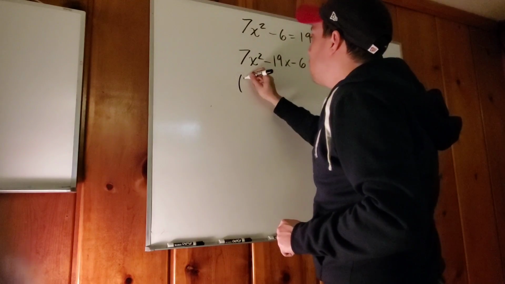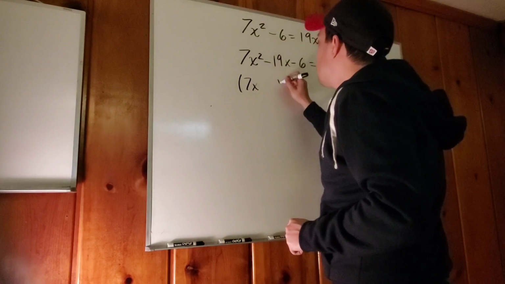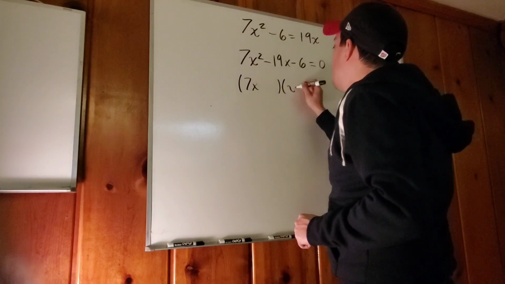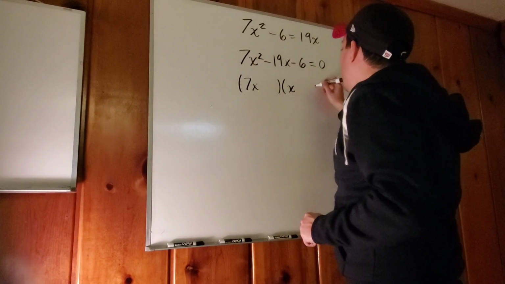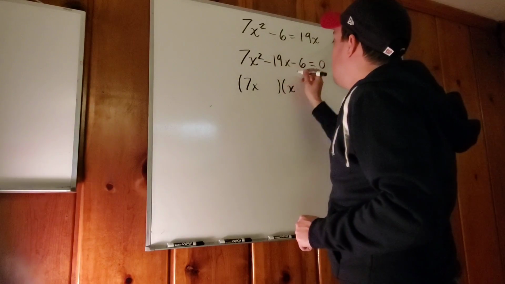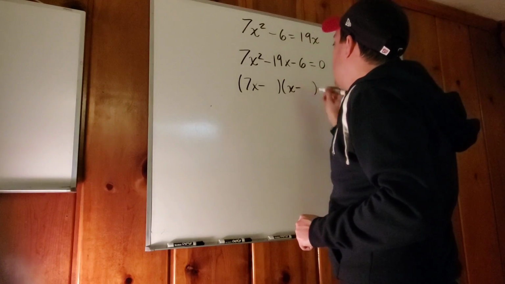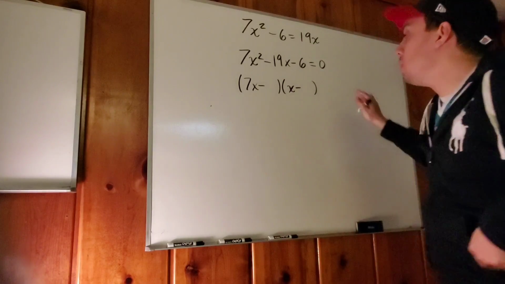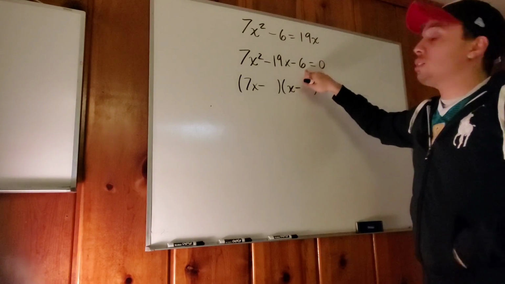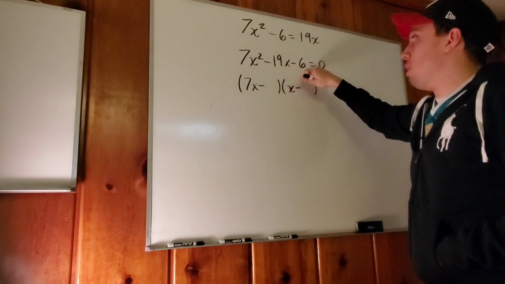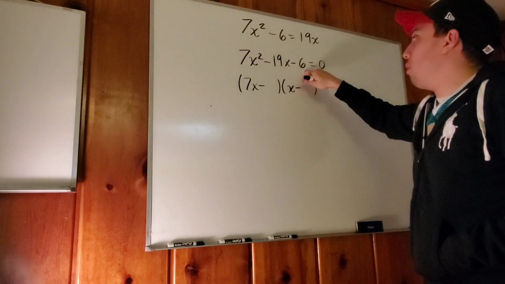So one of them is going to be 7x, and the other one is going to be just x. Now, because it's negative and negative, one of them is going to be positive, the other one's going to be negative, but I don't know yet. So my factors for 6 are going to be 6 and 1 or 2 and 3. That's it. I don't really have anything else.